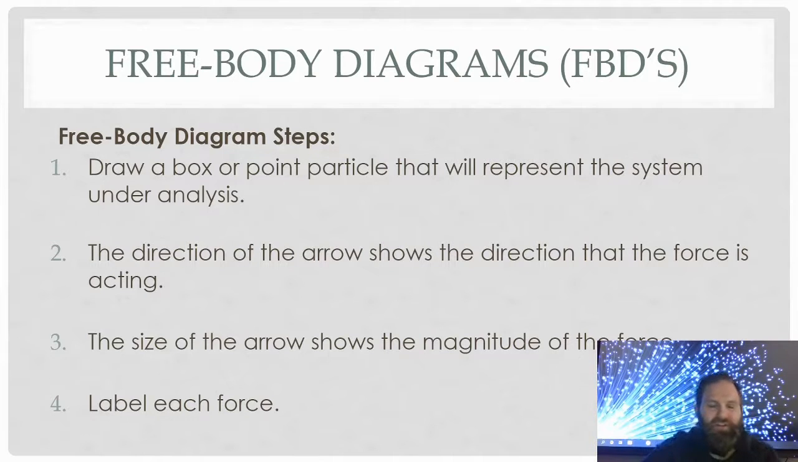It doesn't need to be exact to scale, but it should be roughly the magnitude. And the last thing you're going to do is label all the forces so that you know what the force of gravity is. The force of gravity is not acting in the up direction, and it's clear to you and to anyone else looking at your diagram what all the forces are. So there's just 4 basic steps.